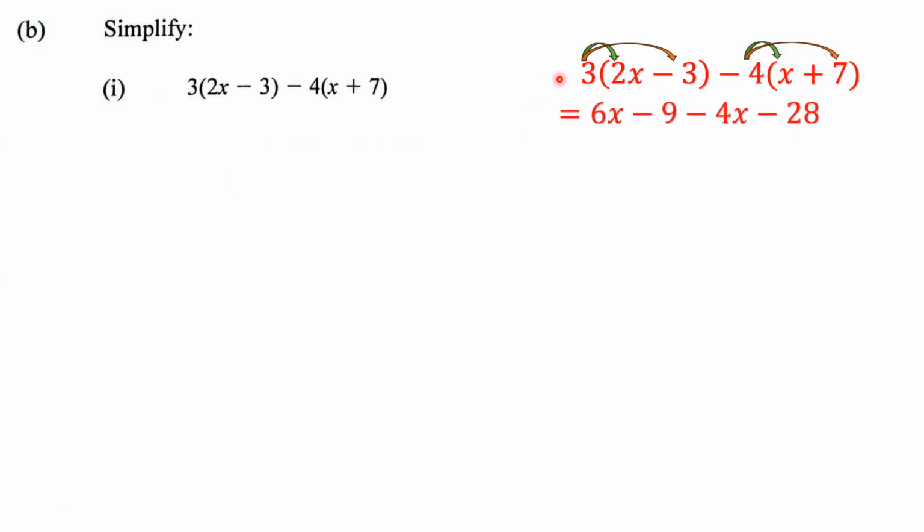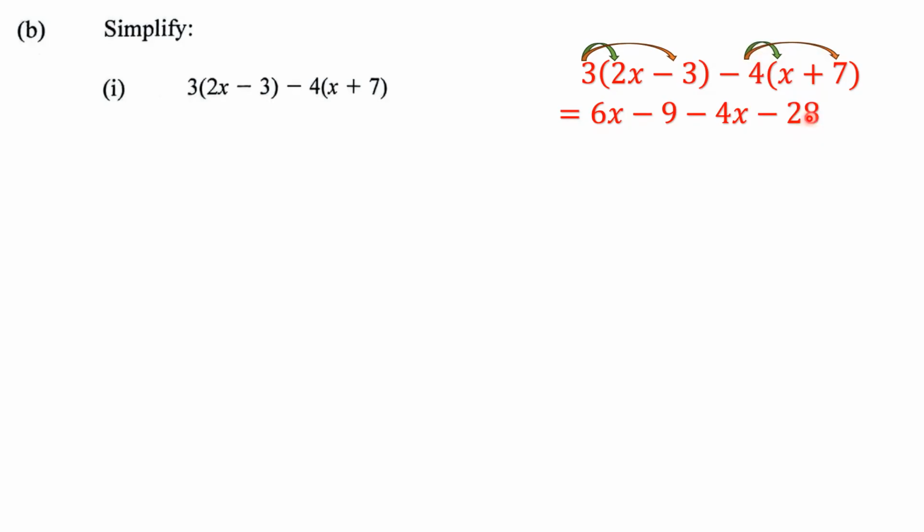Now, what is 3 times 2x? Well, 3 times 2x is 6x. What is 3 times 3? Well, 3 times 3 is 9, and we put the negative sign. What is negative 4 times x? Well, negative 4 times x is going to be negative 4x. And what is negative 4 times 7? Well, negative 4 times 7 is going to be negative 28.